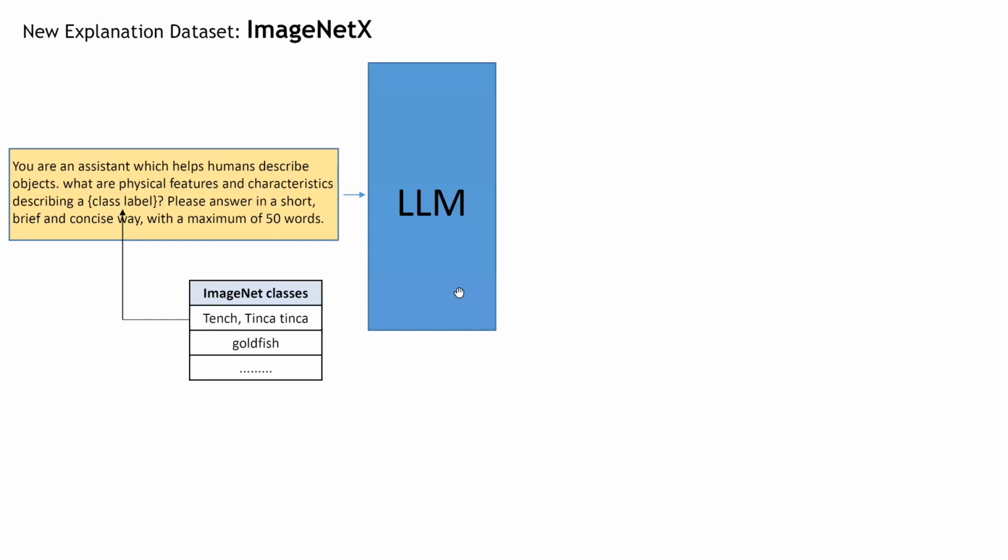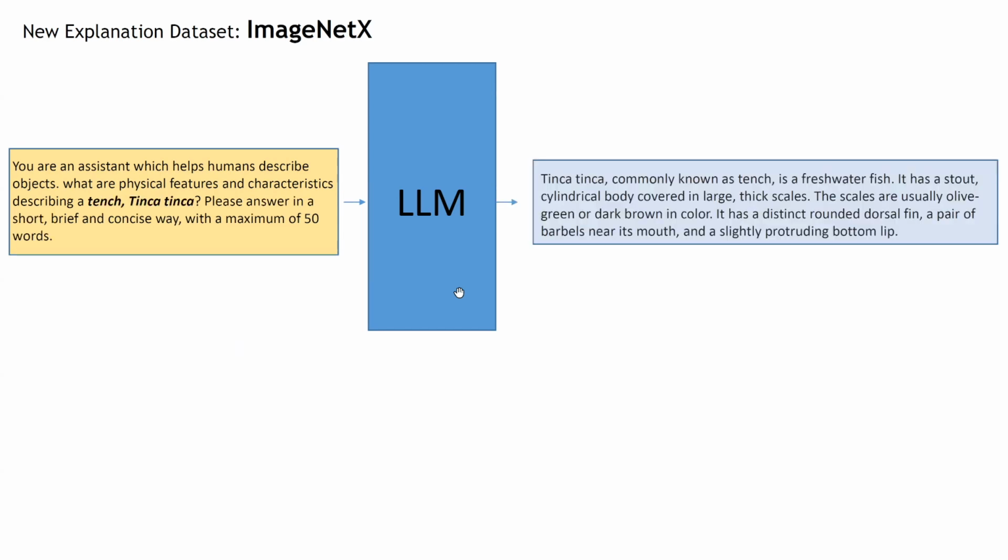Okay, now let's talk about how we actually generate these explanations. We're living in the century of large language models, so why not use them to help us generate datasets? So what we do is we prompt a large language model and ask it to describe physical features and characteristics of a specific category from ImageNet. For example, the first category is the tench, a type of fish, and this is what the LLM outputs. It's basically a description describing the tench in natural language.